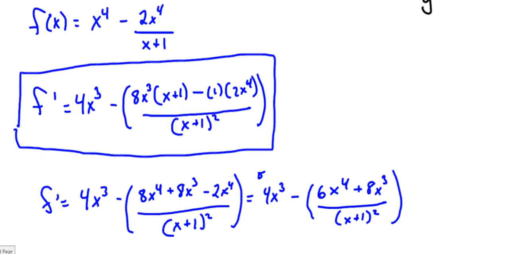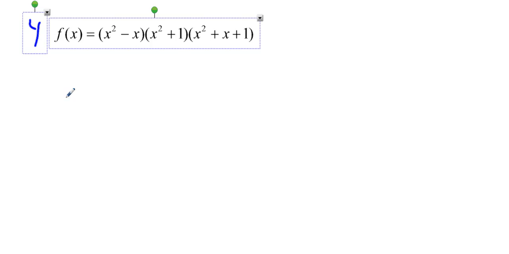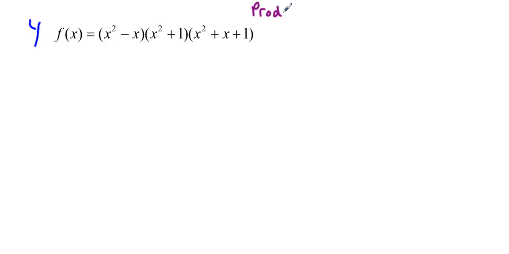Let's try one more before I cut off, and we'll do some more a little bit later. Here's an example where we have 3 different functions being multiplied. When you have this, one thing we could do is simplify this entire thing and just use the power rule. We could also simplify and use the product rule here. I'm going to use the product rule just for practice.